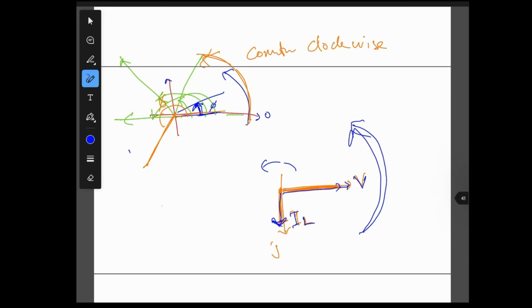In electrical terms, we say that V leads IL by 90 degrees.